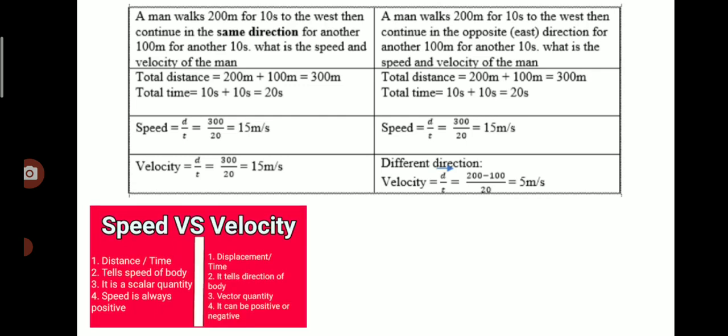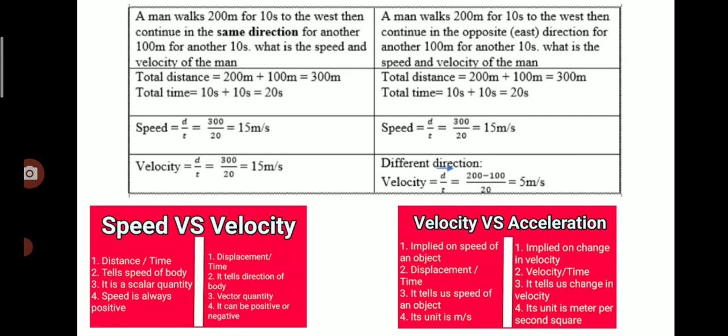Speed is nothing but distance upon time, while velocity is nothing but displacement upon time. Speed tells us the speed of the body, while velocity tells the direction of the body. Speed is a scalar quantity, velocity is a vector quantity. Speed is always positive, while velocity can be positive or negative.